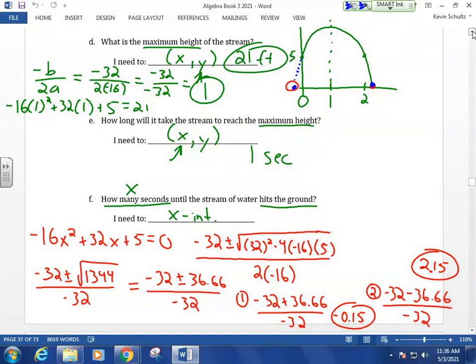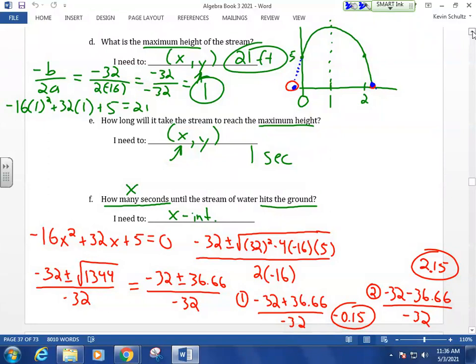Bridget? It would be 2.15. First of all, this one's negative. The water can't hit the ground before it leaves the hose. That wouldn't make any sense. And also that 2.15 matches up perfectly here with what we have sketched.